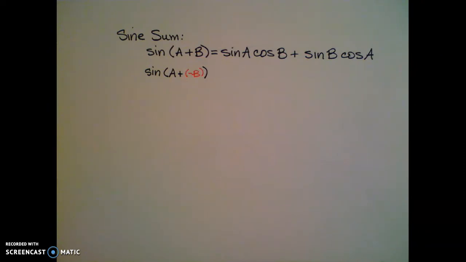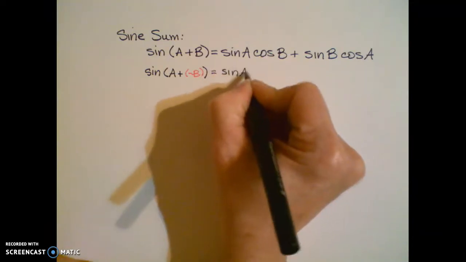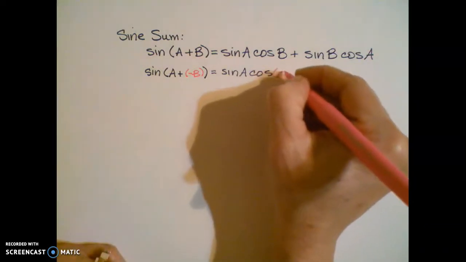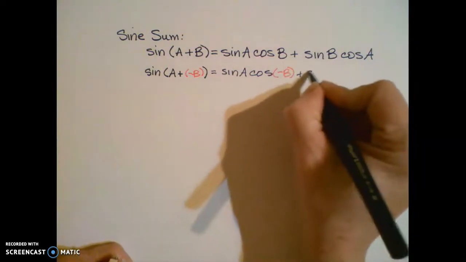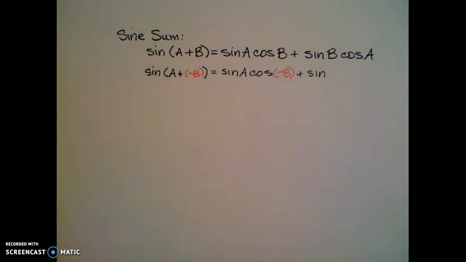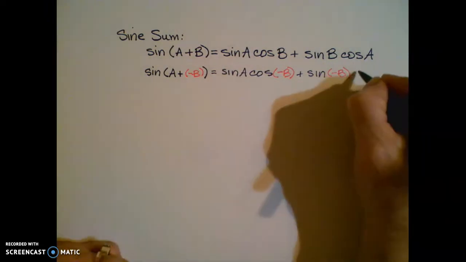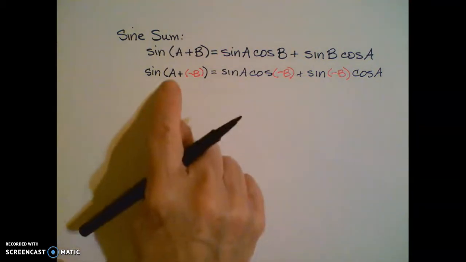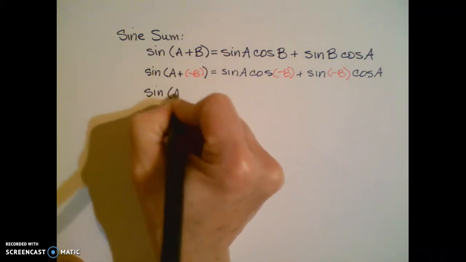So with that in mind, this right side becomes the sine of A, that one's going to stay the way it is, times the cosine of, and remember we said this is where we substitute the opposite of B, plus the sine of the opposite of B, times the cosine of angle A. Okay, so on this left side then, we can do a little simplifying. Rather than writing it as A plus the opposite of B, we would typically write that as the quantity A minus B.